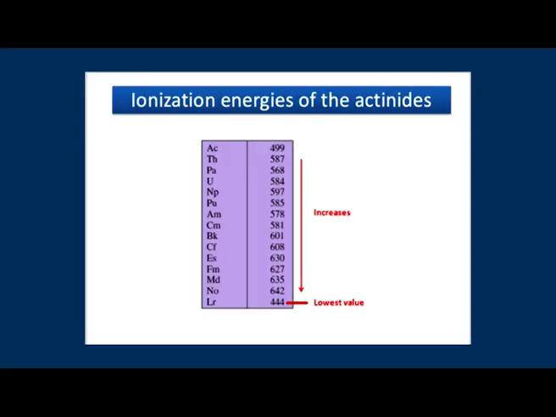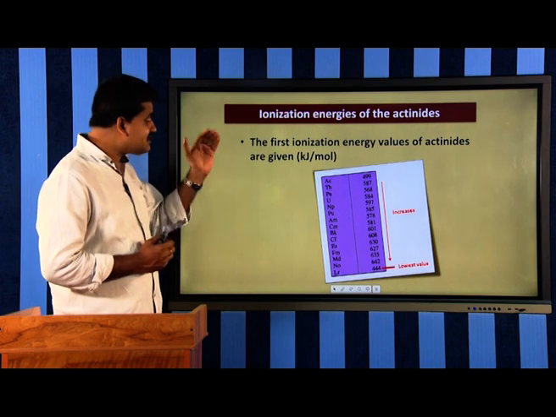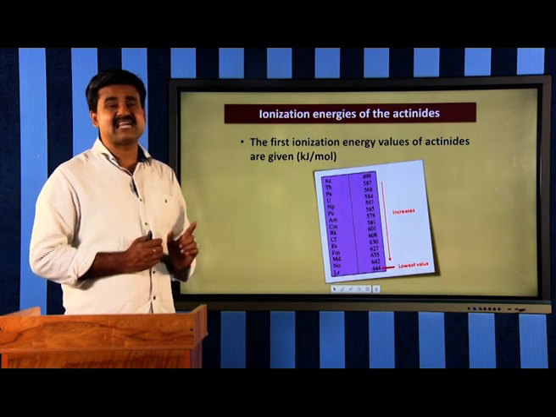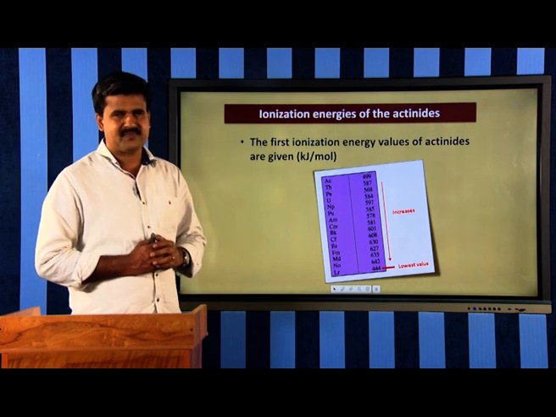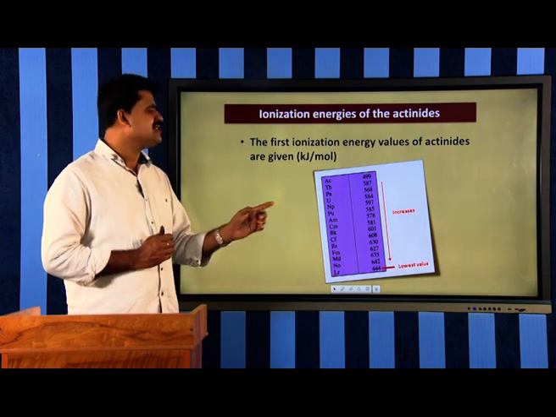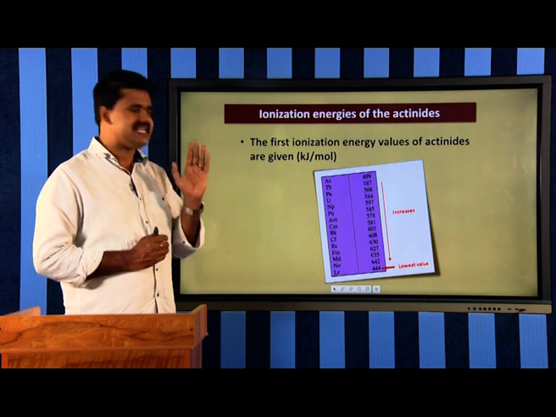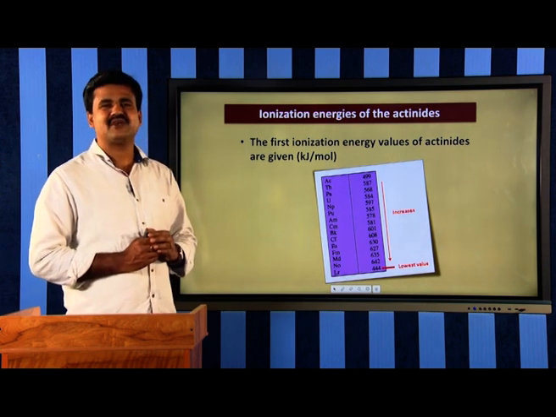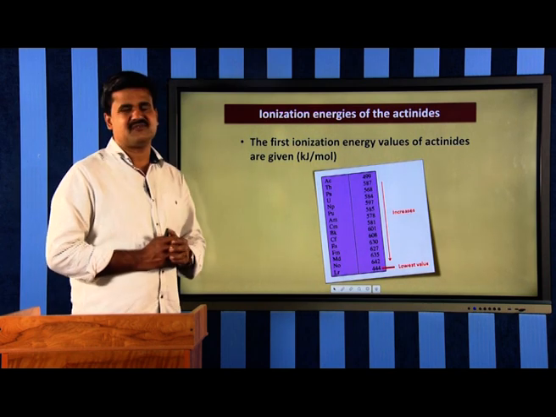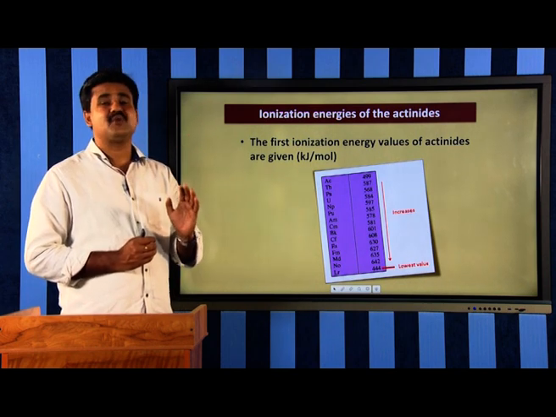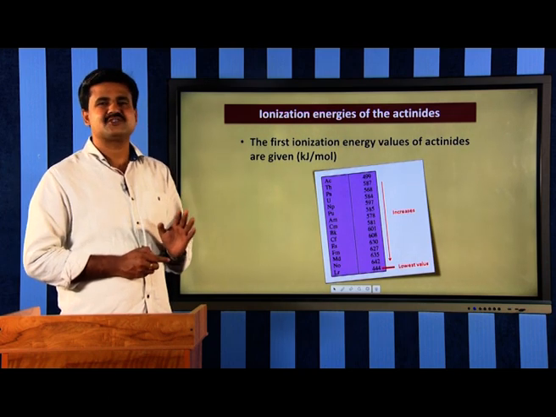For actinium, the ionization potential is 499 kilojoule per mole, which is a comparatively low value. From thorium onwards, we can see an increase in the ionization potential values, and that increase continues up to the second last actinide, that is nobelium. However, for lawrencium, the first ionization enthalpy value is lowest, 444 kilojoule per mole. This lowest value is due to a loosely bound outermost electron in its electronic arrangement.